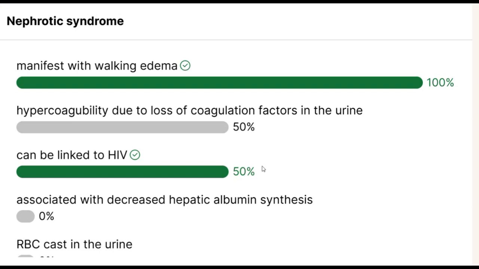Associated with decreased hepatic albumin synthesis. This is wrong. This is more liver cirrhosis than nephrotic syndrome. Nephrotic syndrome is associated with protein losing nephropathy. Red blood cell cast in the urine. This is nephritic syndrome, which is associated with inflammation, hypertension, oliguria, azotemia, and mild proteinuria. So yeah, this is the difference. And if you guys have any questions, you can ask. If not, we can move on.